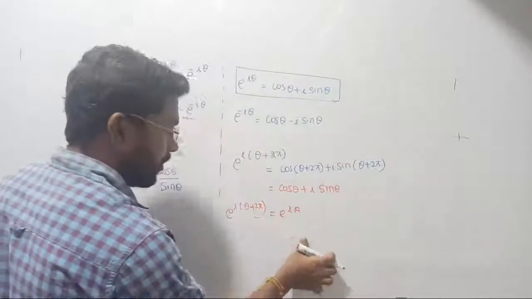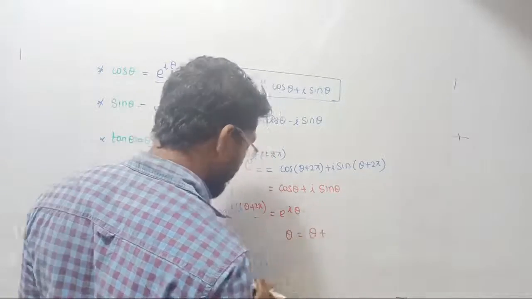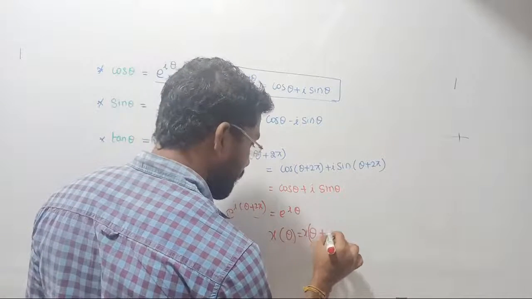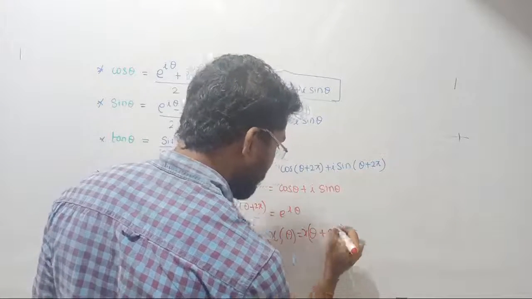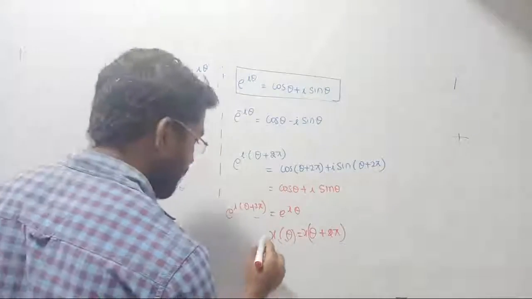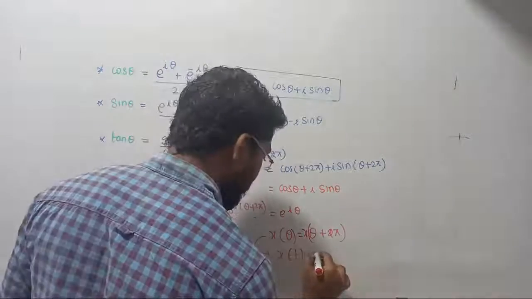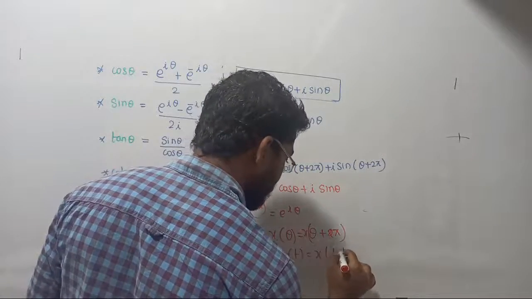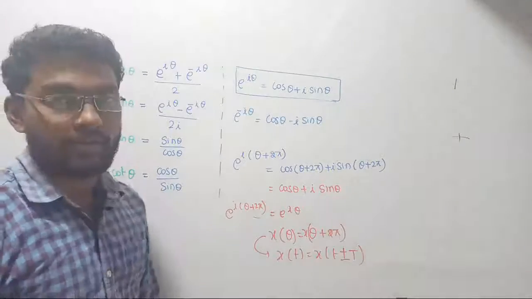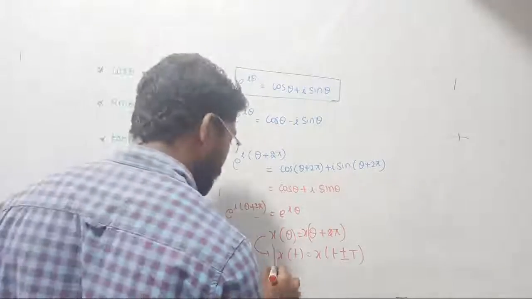Now, from here, shall I write this as it is? What I am saying is theta equals theta plus 2π, right? Or for a function, let me write like this: x of theta equals x of theta plus 2π, correct? Have you seen this kind of definition in Signals and Systems? Recapture it lightly. We would have written x of t can be written as x of t plus or minus T. What is this? This is the condition for a periodic signal, right? Do you all agree with me? Yes. This is the condition for a periodic signal.